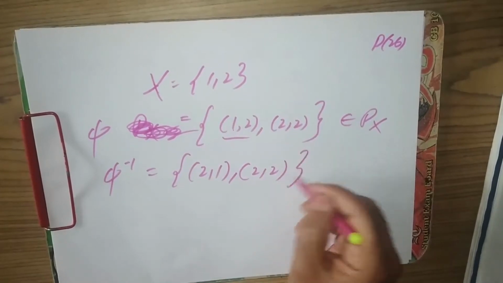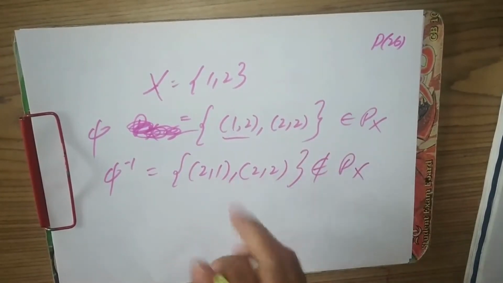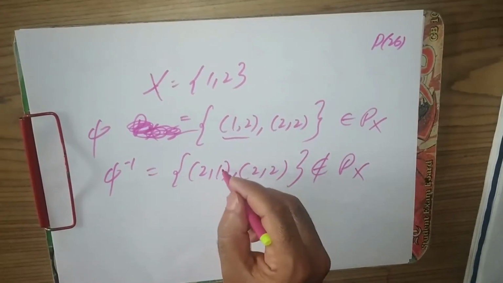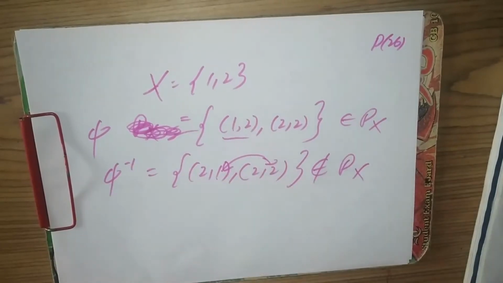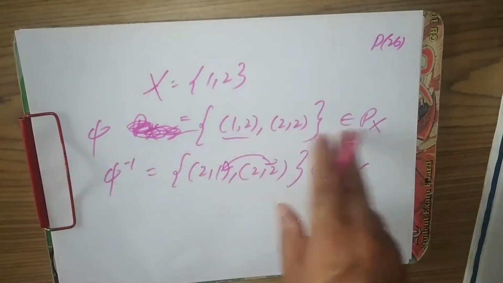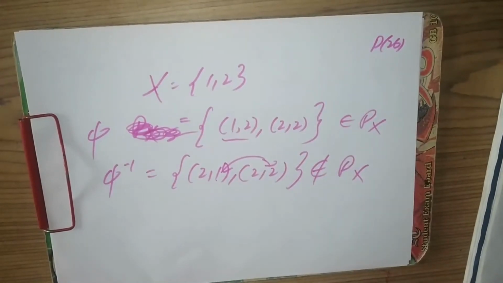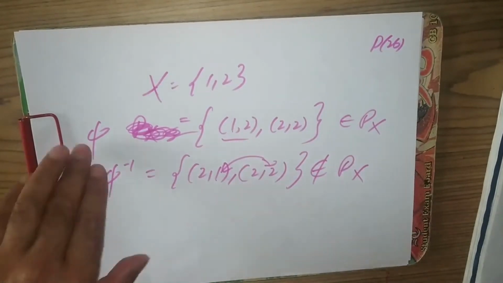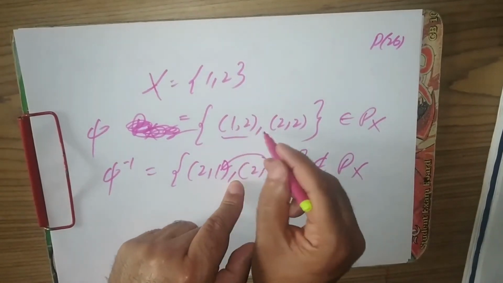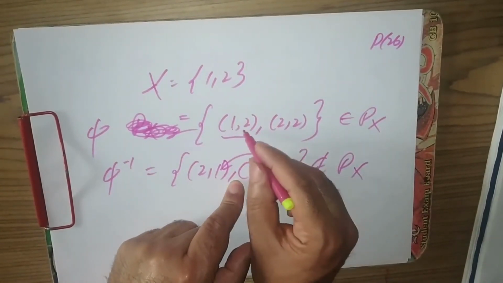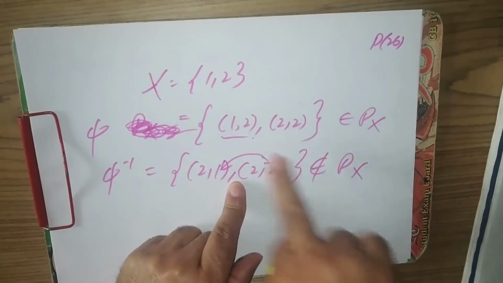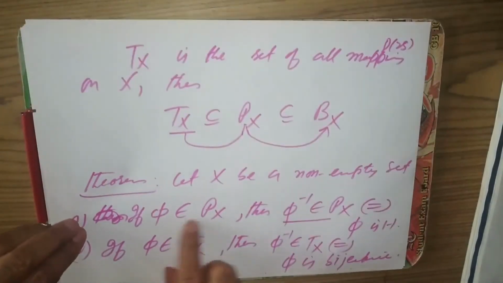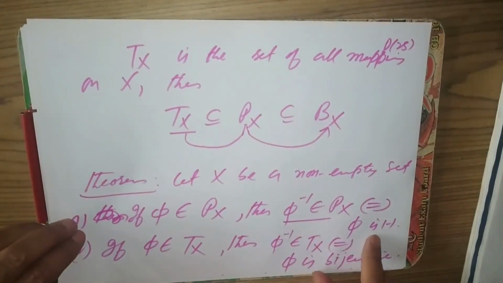It's not in Px because the image of 2 is 1 as well as 2. So 2 has actually 2 images here. Therefore phi inverse is not in Px, but phi is in Px. So that's an example of phi which is a partial map, but its inverse is not a partial map. And the inverse is a partial map only if and only if phi is 1-1. Here it's not 1-1 because 1 and 2 go to the same element 2, so it's actually many-one. So phi inverse is a partial map if phi is 1-1. That's the proposition that we have created here: if phi belongs to Px, then phi inverse is a partial map if and only if phi is 1-1. Thank you.